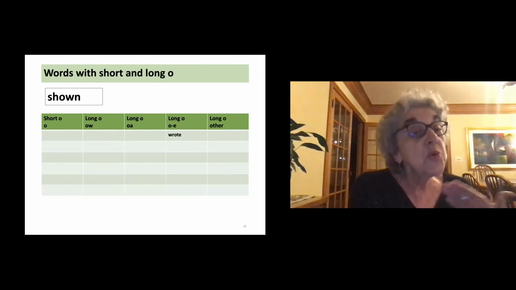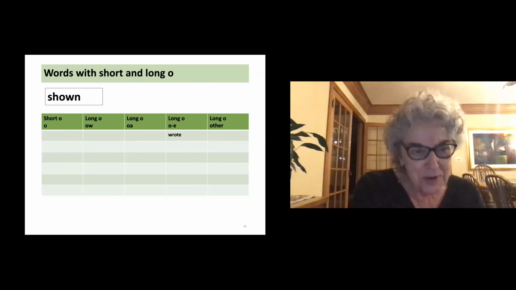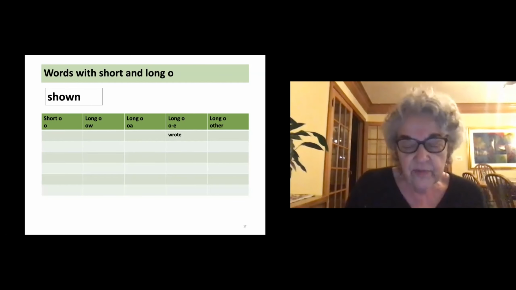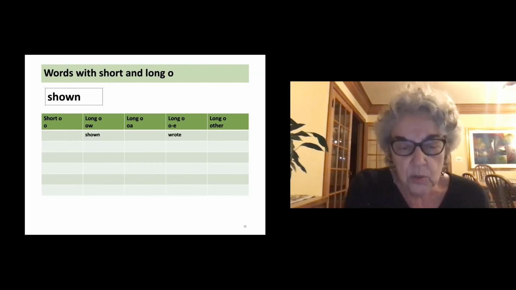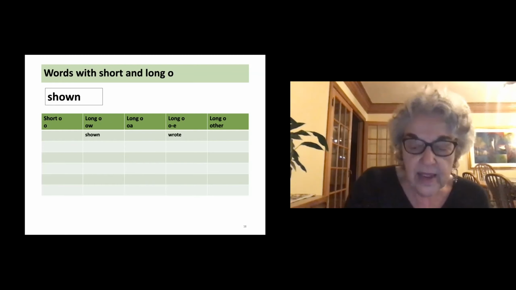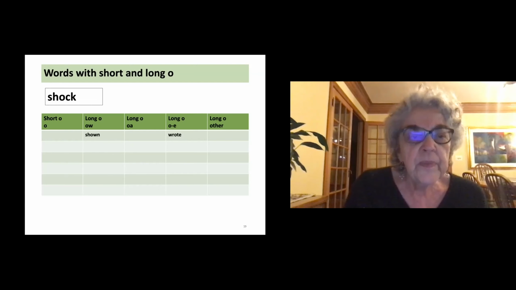Okay, something was shown to me. Your good spelling was shown to me. Get ready, find the column, and go. Did you get there first? So shown is spelled with what letters representing the sound O? O-W. Perfect.